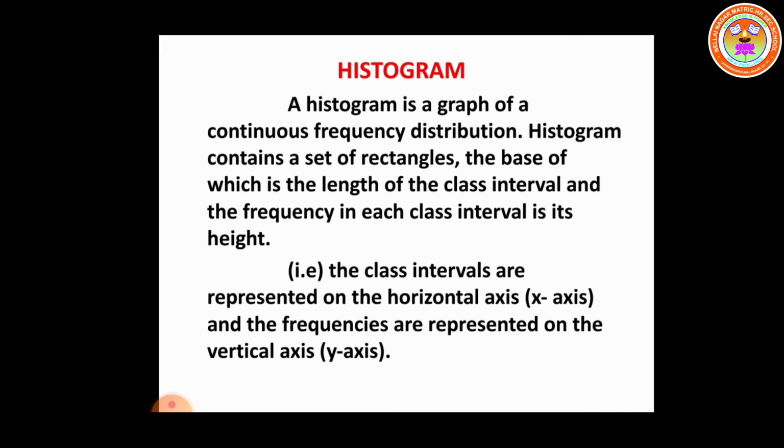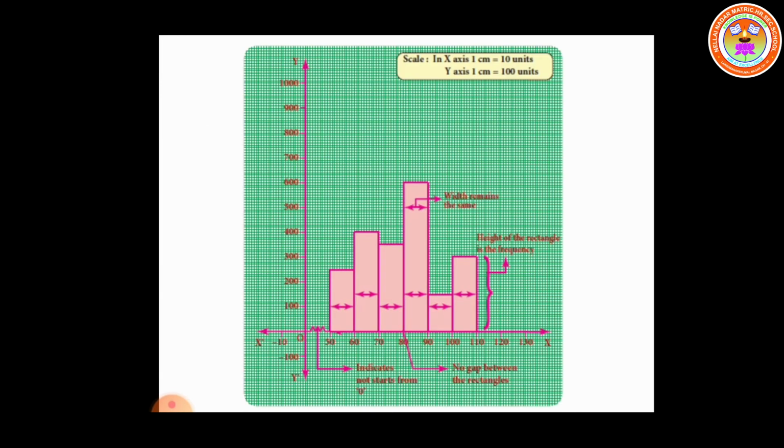That is, the class intervals are represented on the horizontal axis, that is the x-axis, and the frequencies are represented on the vertical axis, that is the y-axis. So when we draw a histogram, we have to represent the class intervals on the x-axis and frequencies on the y-axis. Next one. For example, you see this diagram.